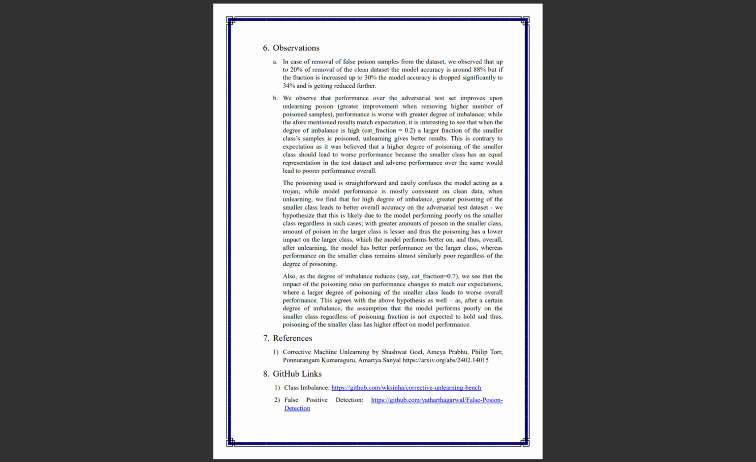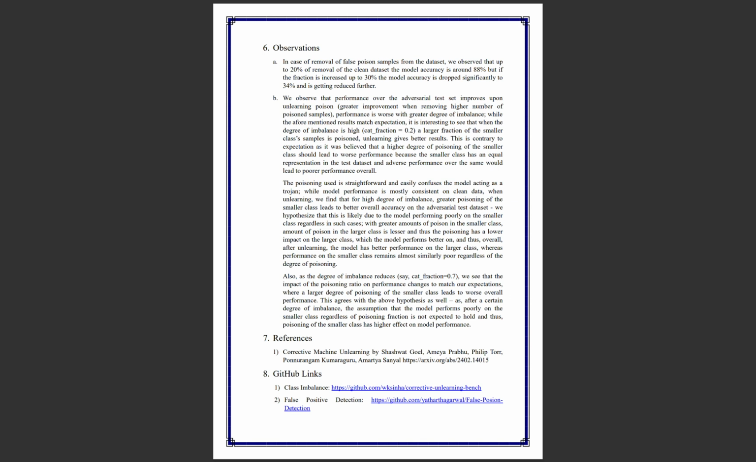While the aforementioned results match expectations, it is interesting to see that when the degree of imbalance is high, say the cat fraction is 0.2, and a larger fraction of the smaller class's samples is poisoned, unlearning gives better results. This is contrary to expectation, as it was believed that a higher degree of poisoning of the smaller class should lead to worse performance, because the smaller class has an equal representation in the test dataset and adverse performance over the same would lead to poorer performance overall.